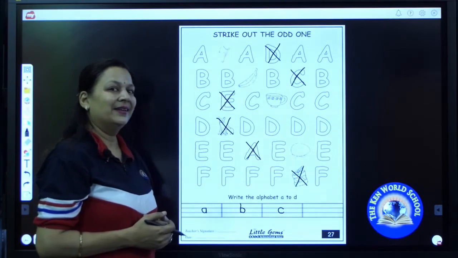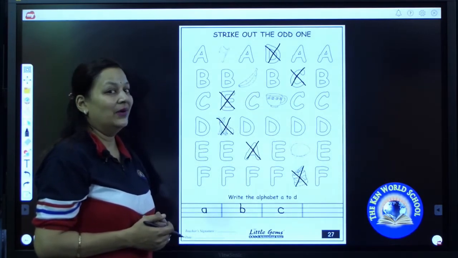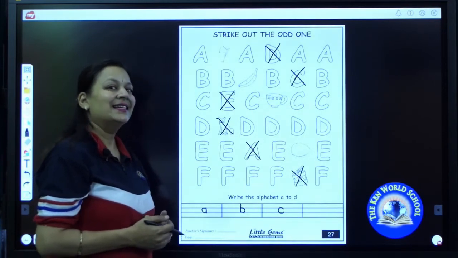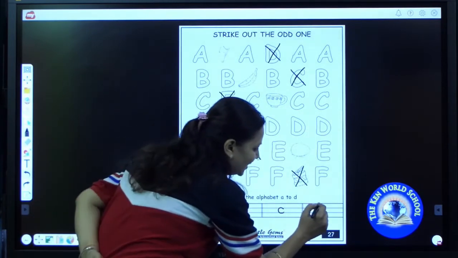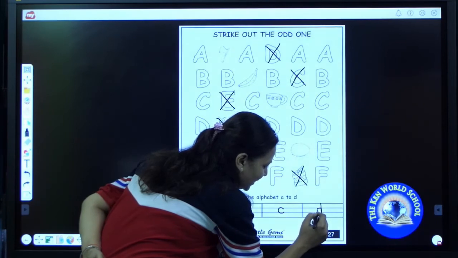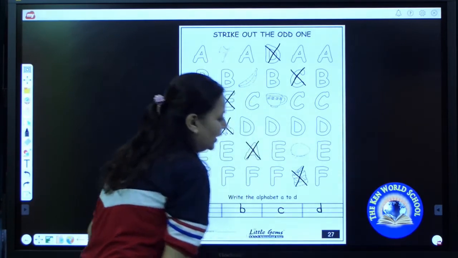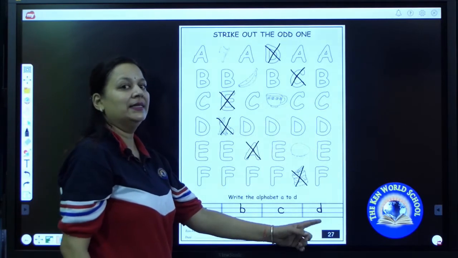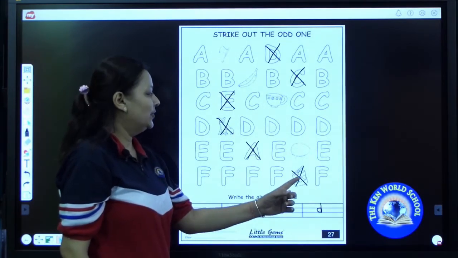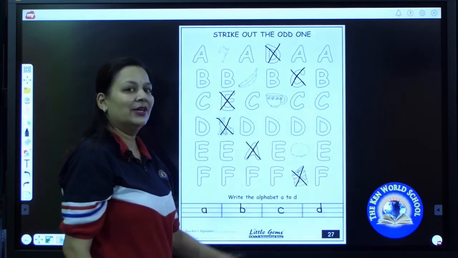Done? Great job. Now what comes after C? Yes, it's D. Start it from the top line. Go down, down, down till base line. Come back again the middle line and make a curve. D. D says D. D as in drum.